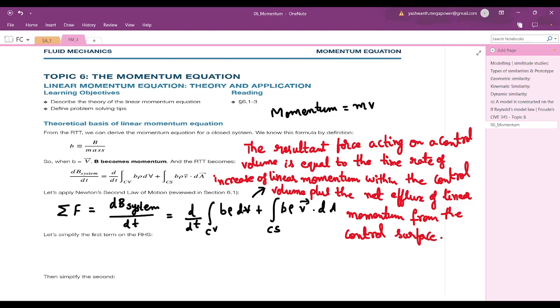What does net efflux mean? Flux is nothing but momentum per time. Here this is the momentum, and when this momentum is divided by time, that is known as flux. So this is m dot v. We just call it m dot v.